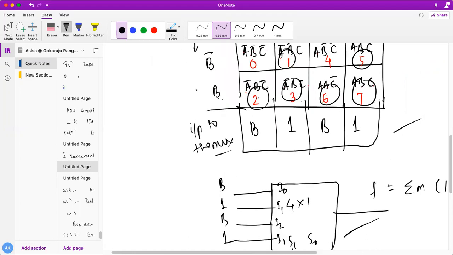Okay. Any doubt on this, students? Please let me know any doubt.